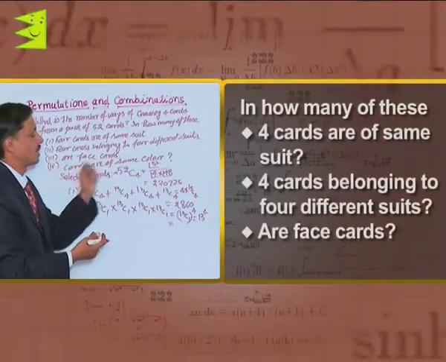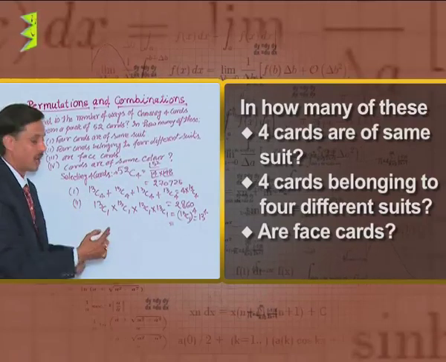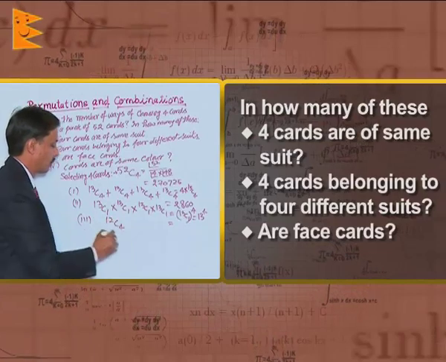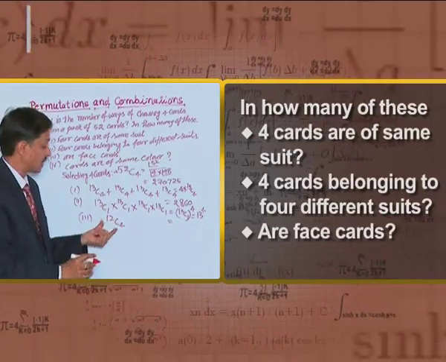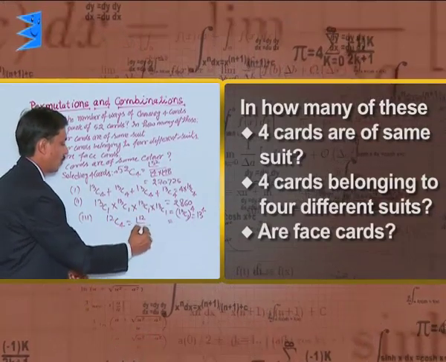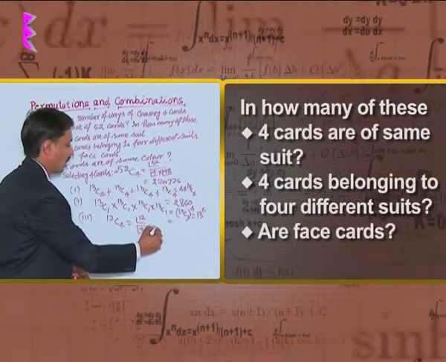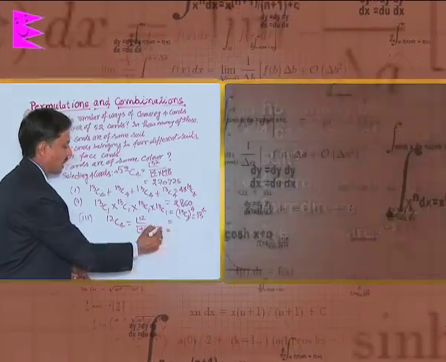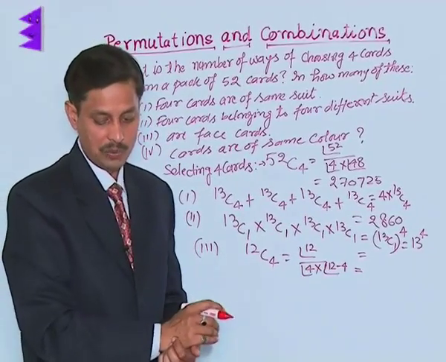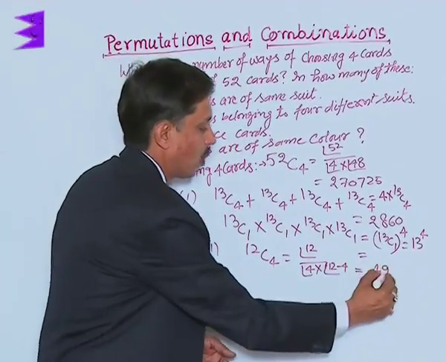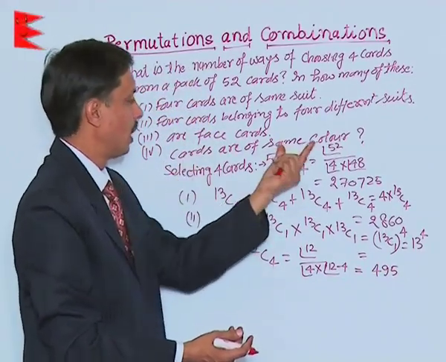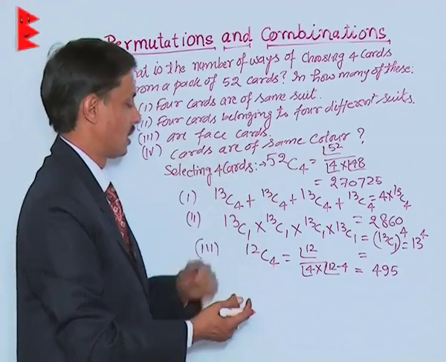Third are face cards. We know there are only 12 face cards. So out of these 12, we have to choose 4. 4 cards are from face cards. 12C4 = factorial 12 upon factorial 4 into factorial 12 minus 4. The answer of 12C4 is 495. So 495 ways will be the selection of 4 cards if they are from the face cards.